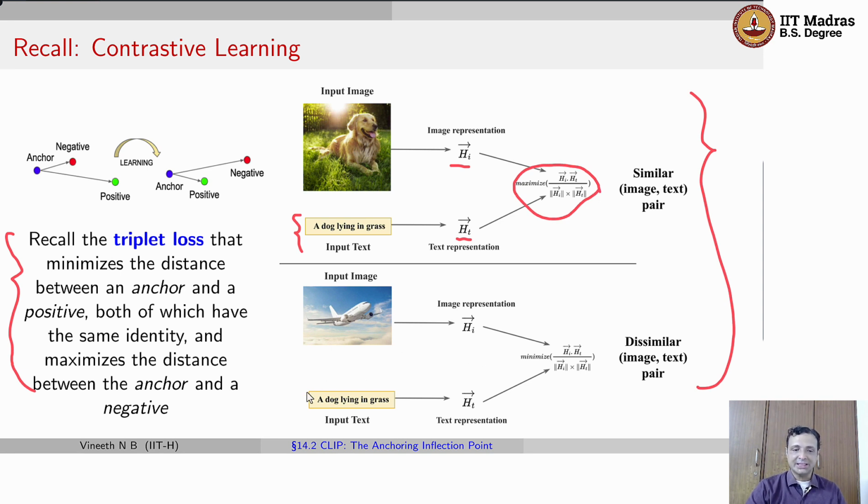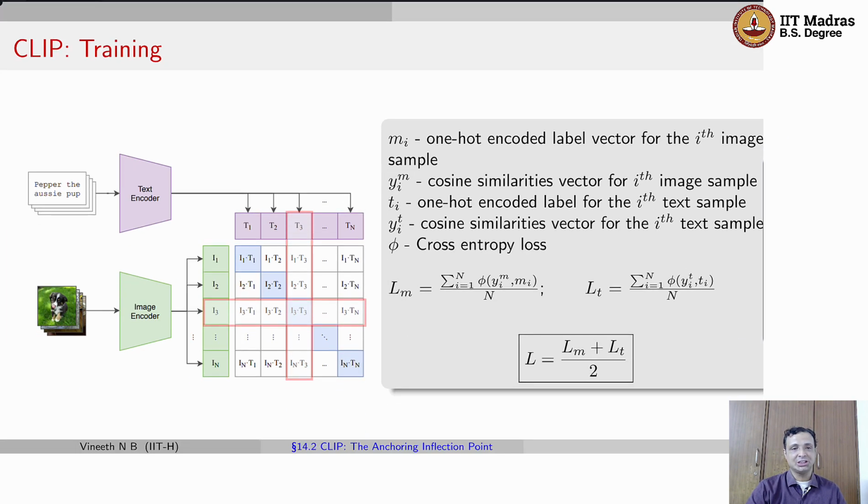Whereas for the same text, if you had an image of an airplane, you want to learn image representations and corresponding text representations where we minimize the dot product or the similarity, or we are telling the model that this image and this text are dissimilar. This is the primary logic that CLIP uses, but makes it scalable to a very large data set.